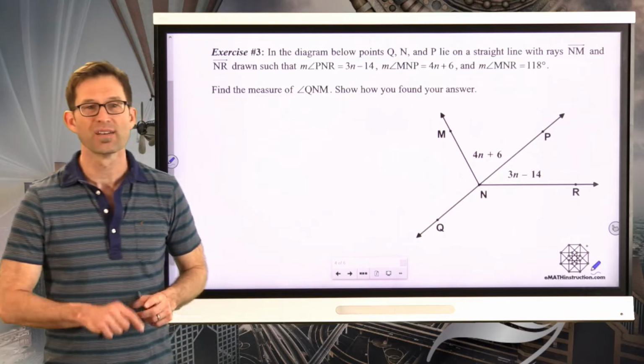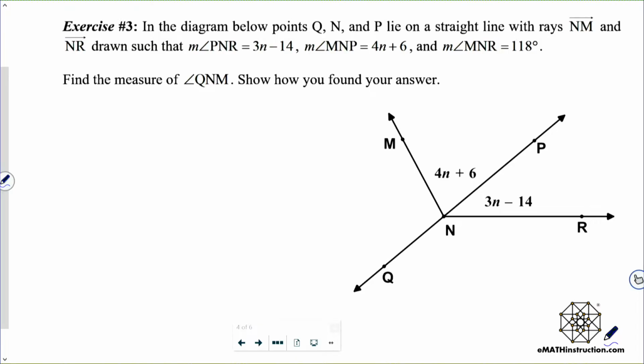All right, exercise number 3. In the diagram below, points Q, N, and P lie on a straight line, that's important, with rays NM and NR drawn such that the measure of angle PNR equals 3n minus 14, the measure of angle MNP equals 4n plus 6, and the measure of angle MNR equals 118 degrees.